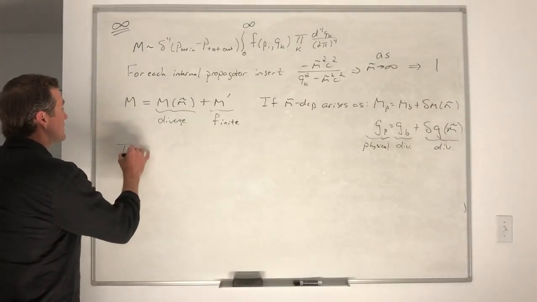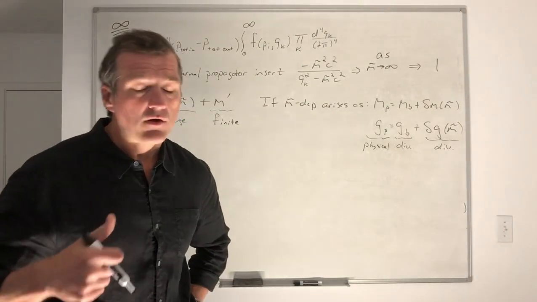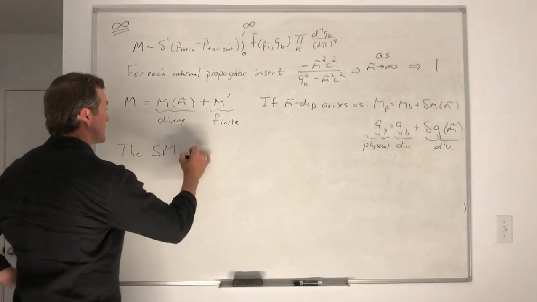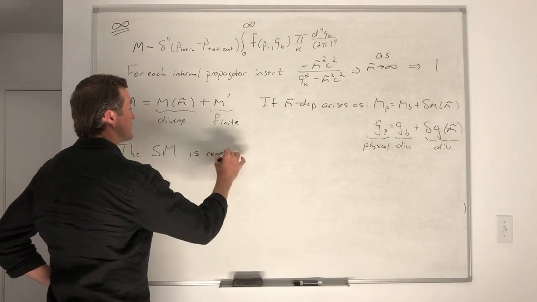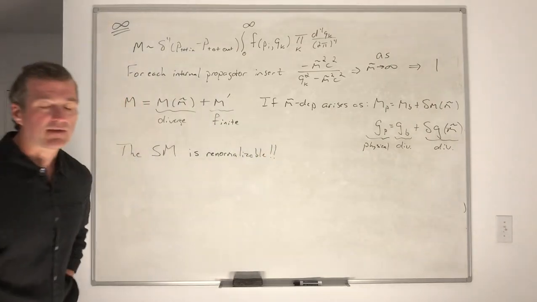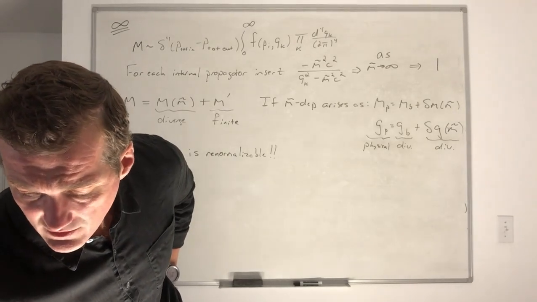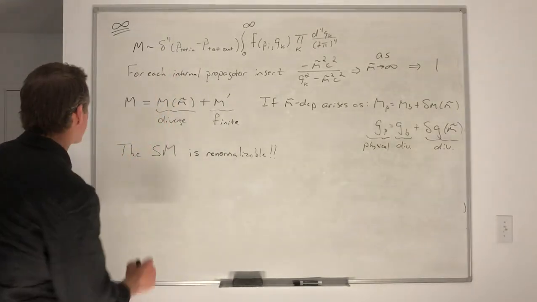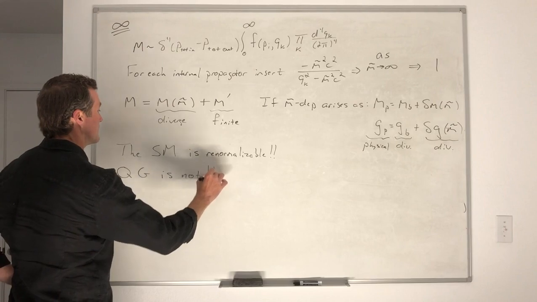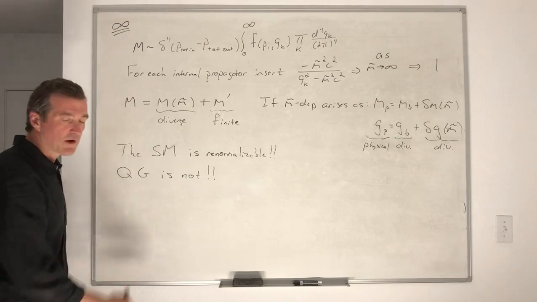The standard model, that is electromagnetism, or electroweak gauge theory actually, quantum chromodynamics, QCD. This is renormalizable. This was demonstrated by Gerard 't Hooft back in the 70s, which was a highly non-trivial exercise. Anybody know what that stands for? Quantum gravity. That's quantum gravity.